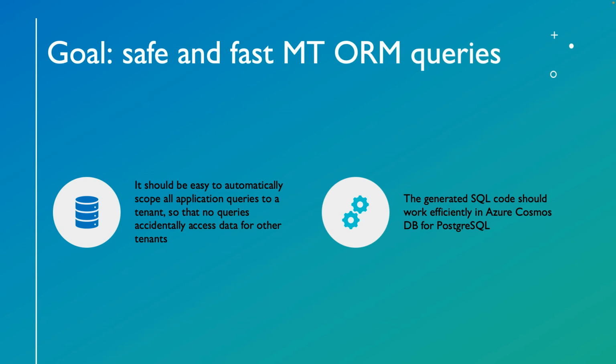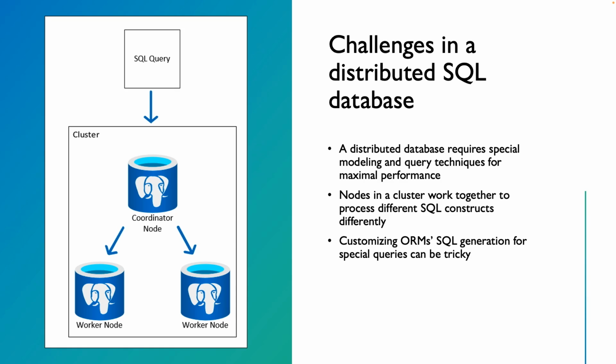You might think that is easy, it's just standard SQL, but there are some things to be aware of that are specific to being in a distributed SQL database. In this case, it requires some special modeling and query techniques to maximize that query performance. This form of a database actually uses multiple machines, nodes, and those nodes work together to process your SQL. They all will do their part and combine the results to go faster. But it's sensitive to small changes in the SQL itself.